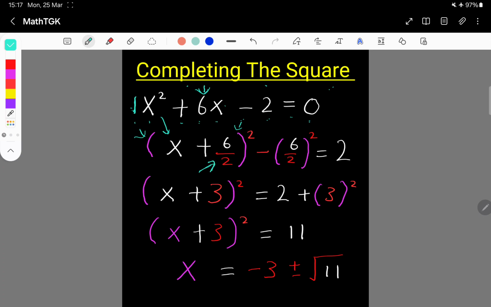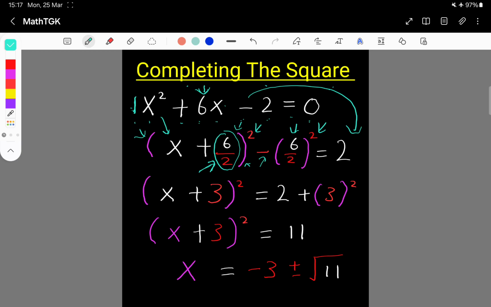Okay, so then you need to close the bracket and then don't forget to put the power 2 outside the bracket. Then you need to minus this term by the power of 2. How about negative 2? Negative 2, you need to move to the right hand side and then do nothing because it's not involved in the completing the square process.